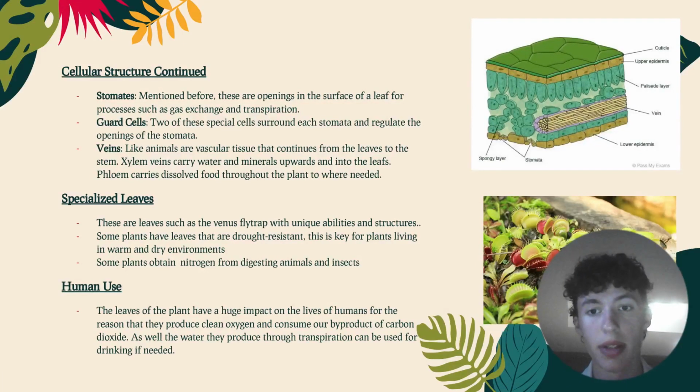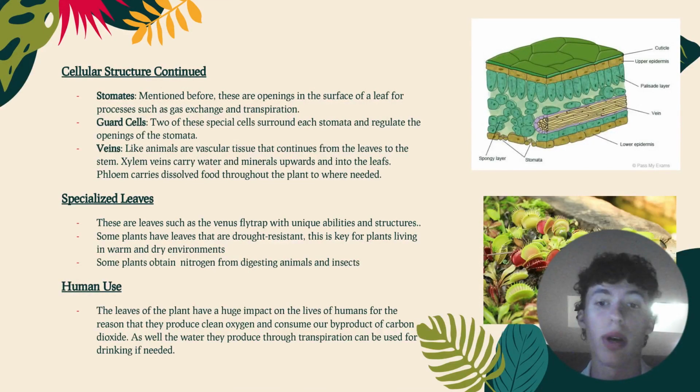Specialized leaves, such as the Venus flytrap. Obviously, that's not the most common type of leaf, and in that one, it actually has triggers that allow the plant, when feeling its prey on it, to close itself and release acids to kill its prey.